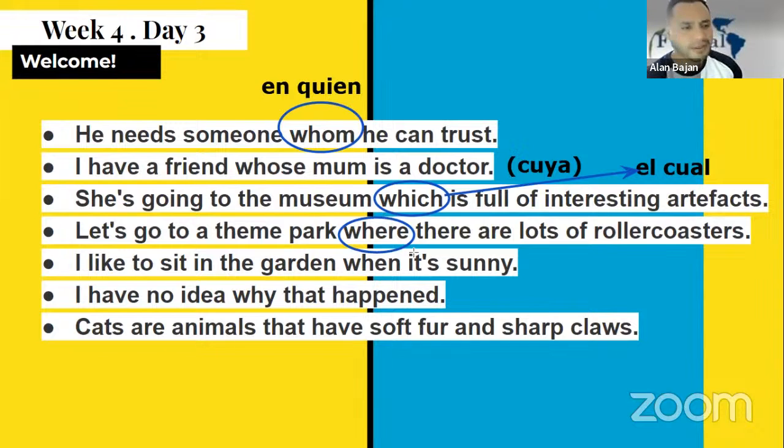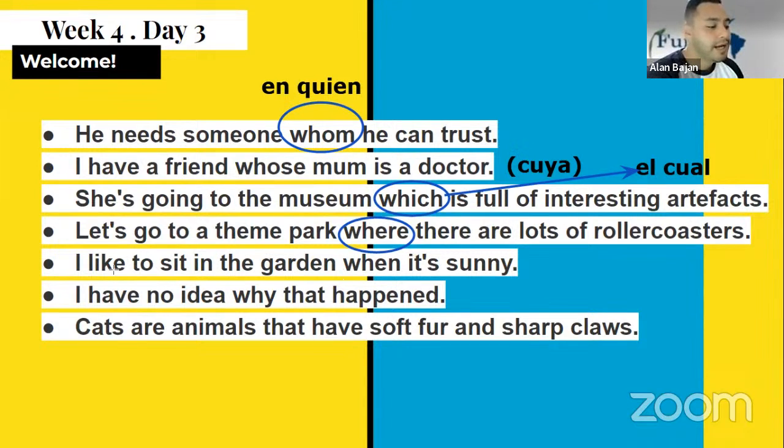Let's go to the theme park. A theme park of swimming pools, or a theme park of the 19th, 17th century? Oh, no, it's where there are lots of roller coasters. Oh, okay. I know what you mean. So I am adding information to describe the subject. No extra information, but relevant information.